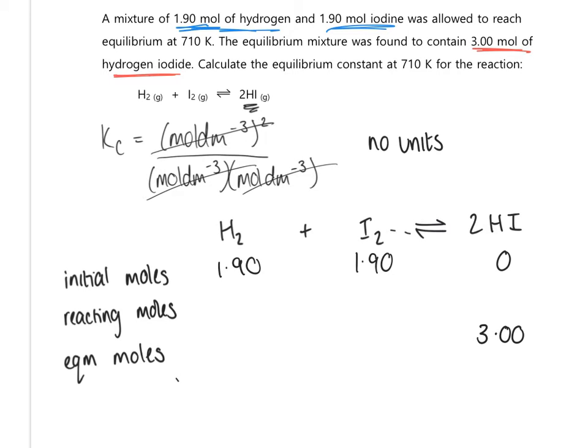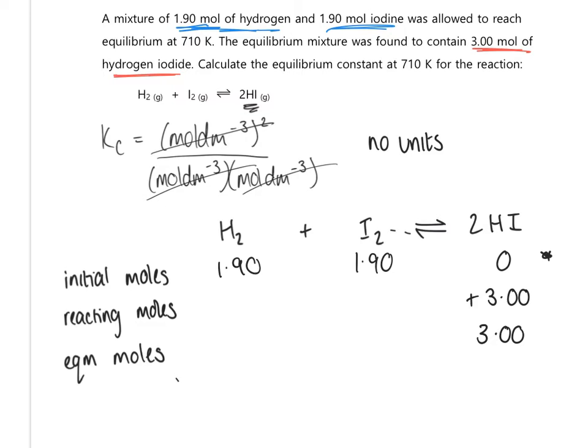No, of hydrogen iodide. What did you say, Archie? Not minus 3. Products are always going to be... Yeah, they're always going to be positive. Okay, so if you remember, equilibrium moles is initial plus reacting. So if my initial moles of hydrogen iodide is 0, then what do I need to add to that to get to 3? 3. So that's going to be plus 3.